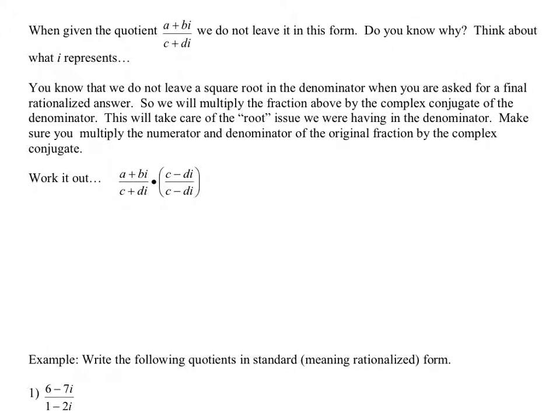All right, so when given a quotient like A plus BI divided by C plus DI, we do not leave it in this form. Do you know why? Think about what I represents. I represents the square root of -1. You know that we do not leave a square root in the denominator when you are asked for the final rationalized answer. So we will multiply the fraction above by its complex conjugate of the denominator. This will take care of the root issue we are having in the denominator. Make sure you multiply the numerator and the denominator of the original fraction by the complex conjugate. Let's work this first one out.